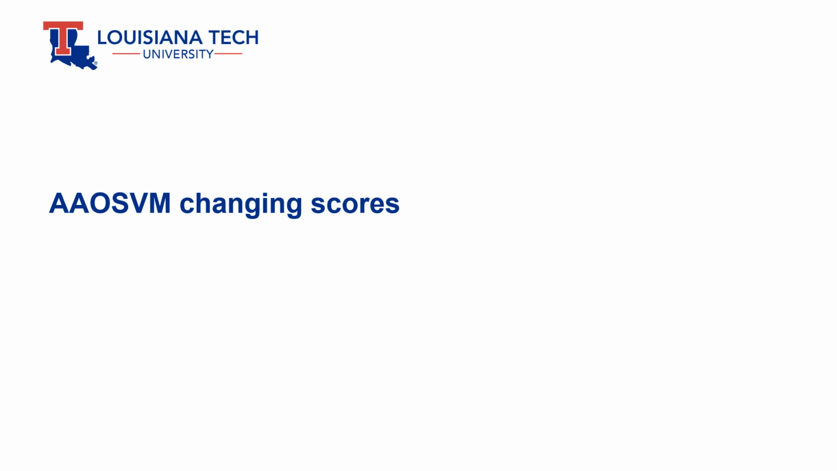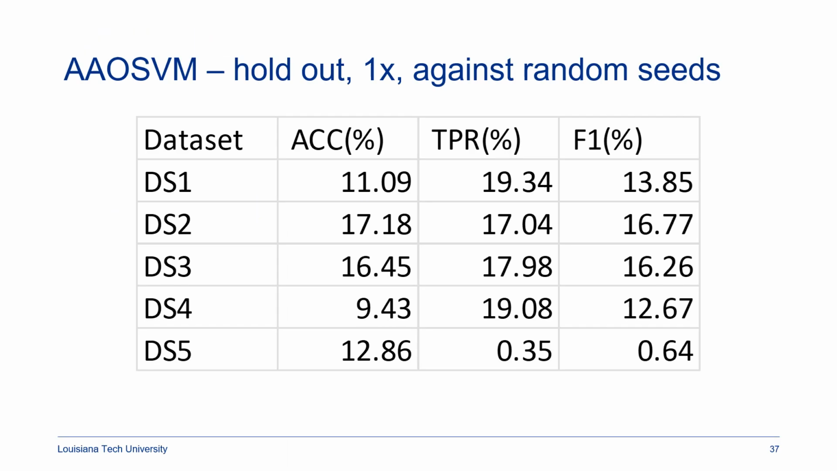In experiment 3, we evaluate the AA online SVM under an AST attack. Each time the AST used a random combination of features, up to 2 features, to expand the reserved 200 samples manifold. This table shows us that changing the scores had a great impact on the AA online SVM. All metrics dropped significantly on all datasets.